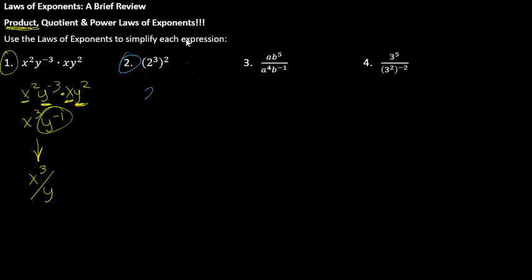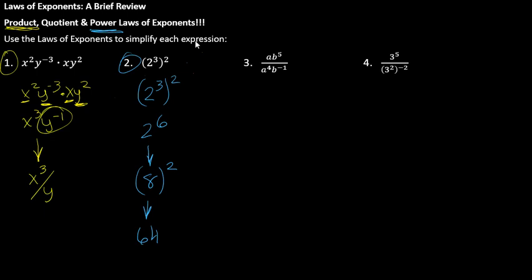Okay, so 2 to the third, all being raised to the second power. Well, this is the power to power law. So I'm going to multiply the exponents here, because that's 2 to the third times itself 2 times. So we can go ahead and say it's just 3 times 2, so 2 to the 6th power. Or we could also just do order of operations and say that it's 8 squared, because 2 to the third is 8. Either way, we get 64.